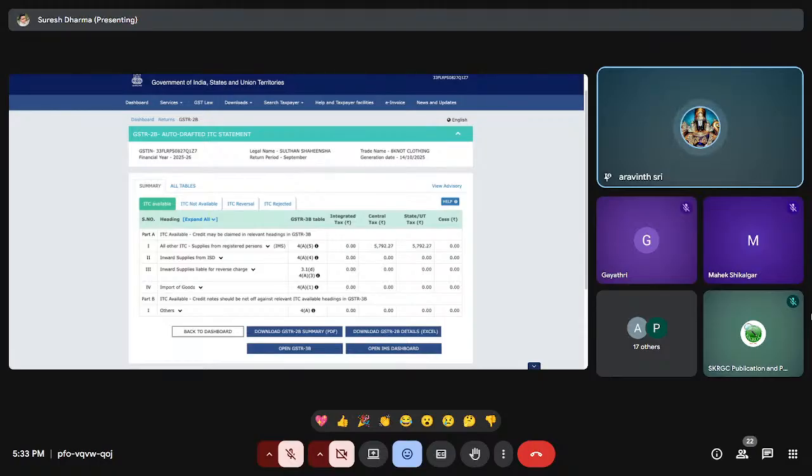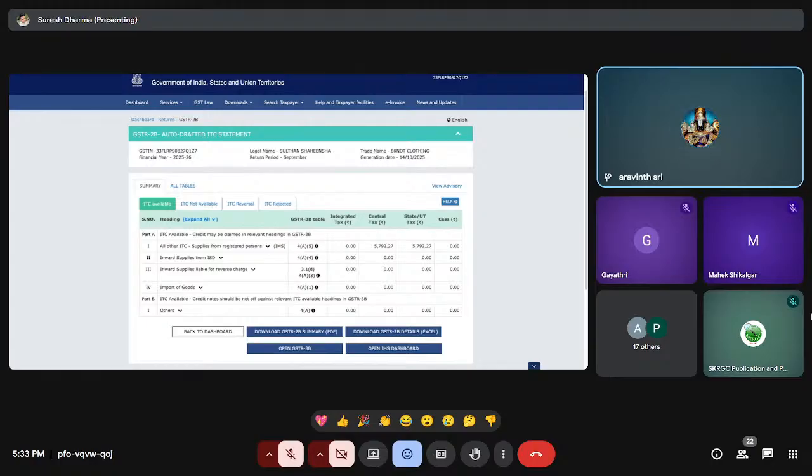Here 270 is my t-shirt price. I collected 30 rupees as tax for the t-shirt, calculated somehow at 18% or 5%. So 270 is my t-shirt price, 30 rupees is my tax, so I sell the t-shirt for 300 rupees.